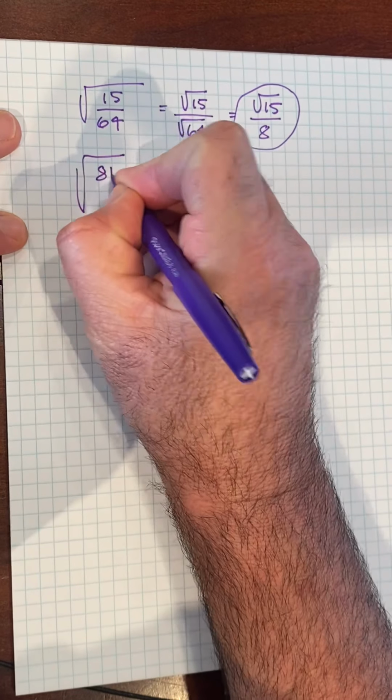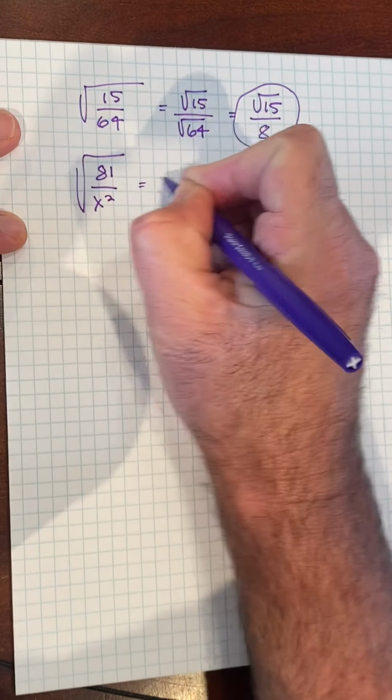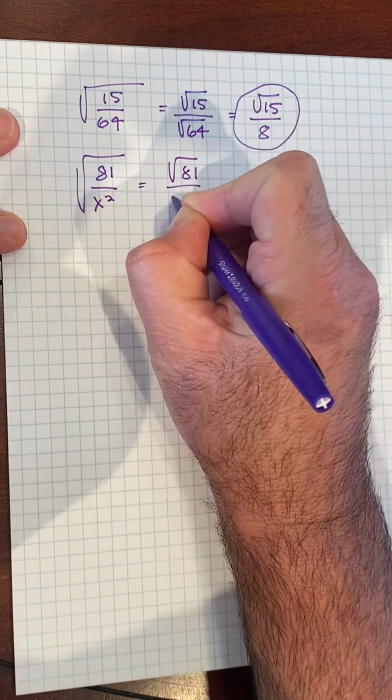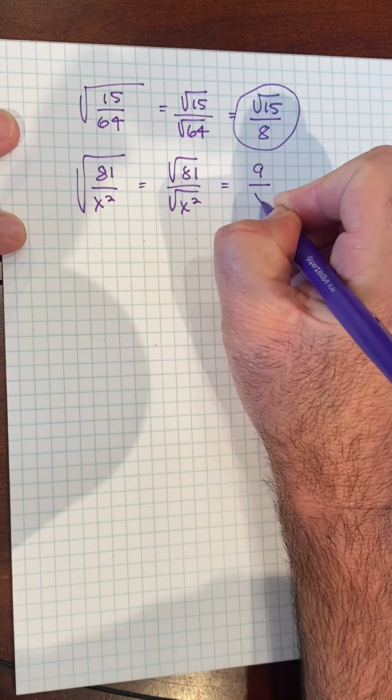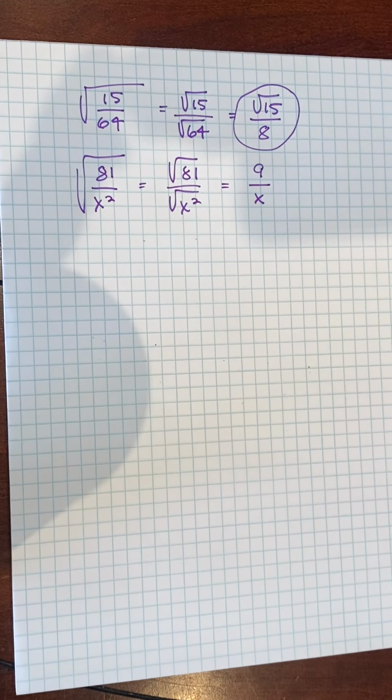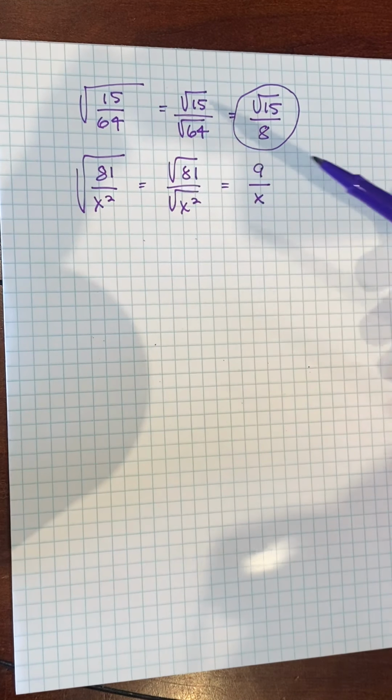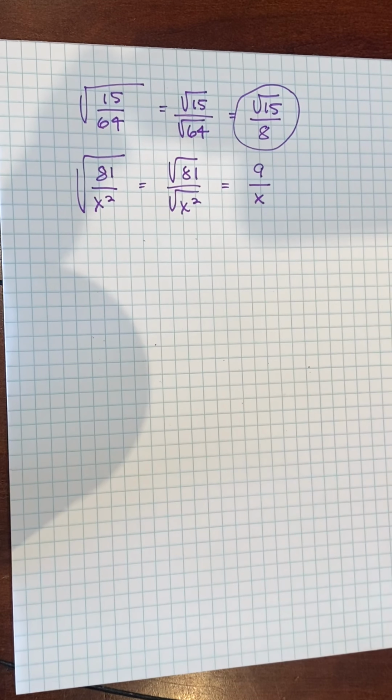How about this one? The square root of 81 over x squared. Well, the square root of 81 over the square root of x squared is 9 over x. Okay? And here, obviously 9 times 9 is 81, and x times x is x squared. So that's how you simplify radicals in that form.